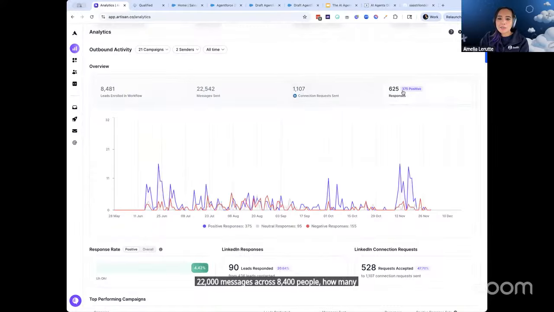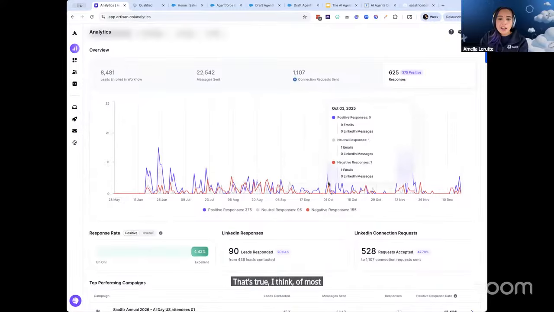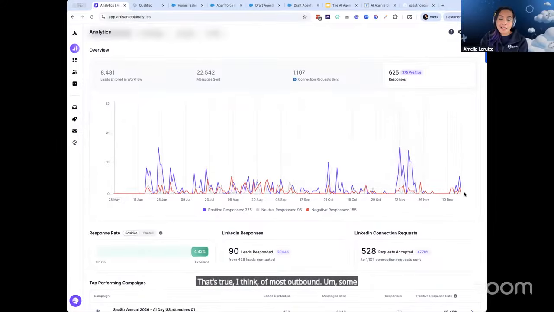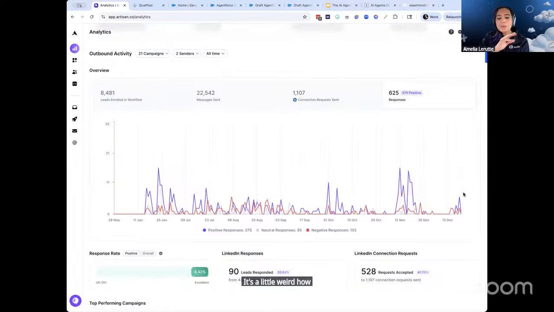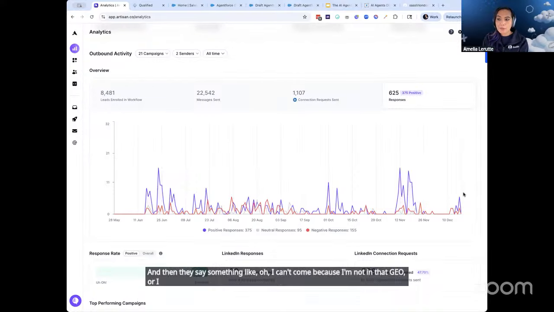How many responses have we gotten? A little bit more than half are positive, which is what you would expect. That's true, I think, of most outbound. Some negative, fine. I will say some of the negative, it's a little weird how it skews it, because sometimes it will skew negative if it's something like, hey, I can't come to SaaStr. And then they say something like, oh, I can't come because I'm not in that geo, or I can't come because I already have something on that event date.